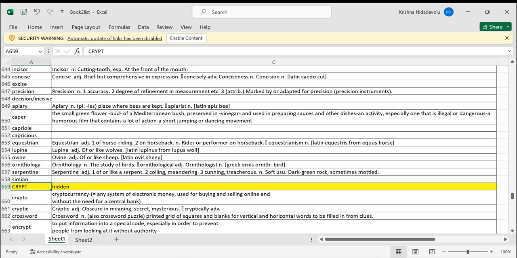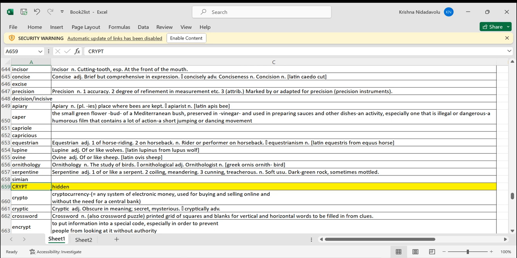Let's get to the next word, which is crypt. Crypt, we all know cryptocurrency. What is cryptocurrency? It is a kind of hidden currency. It is not the regular currency which is used by banks, etc. Right? Crypt comes from Greek, which means hidden. To encrypt a message is to encode it, that is, to hide its meaning in some code language.